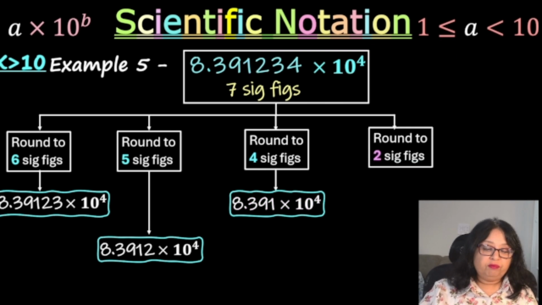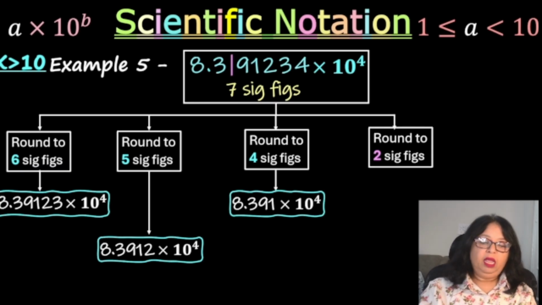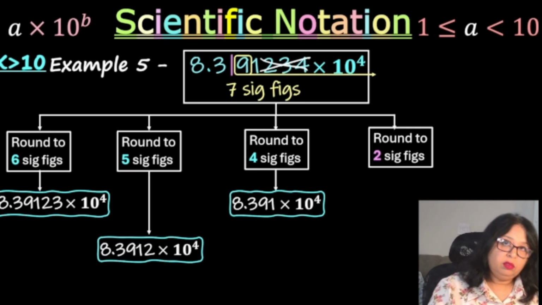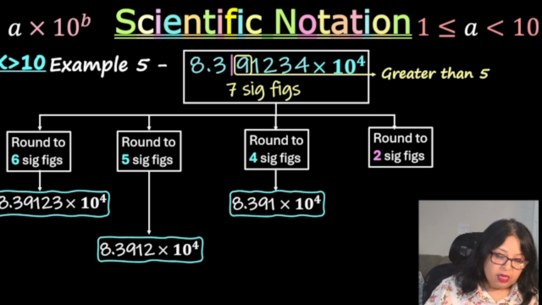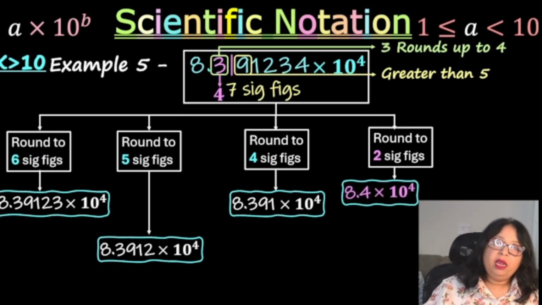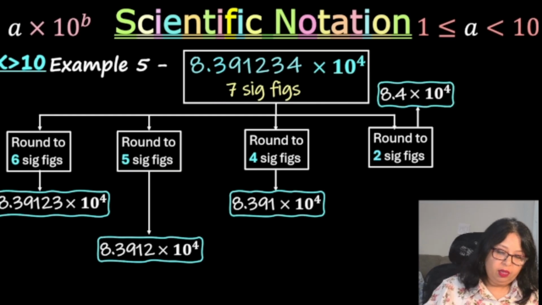Round off to 2 sig figs. In this example, I'm not rounding off to 3 sig figs. You can if you want. So draw this line such that there are 2 digits to the left of it. Ignore the 4 last digits, they don't matter. The digit to the right of the line is 9, which is definitely bigger than 5. Therefore, the digit to the left of the line, which is 3, rounds up to 4, and our answer is going to be 8.4 times 10 to the power 4. Okay.